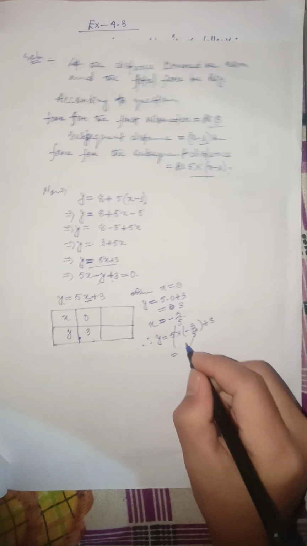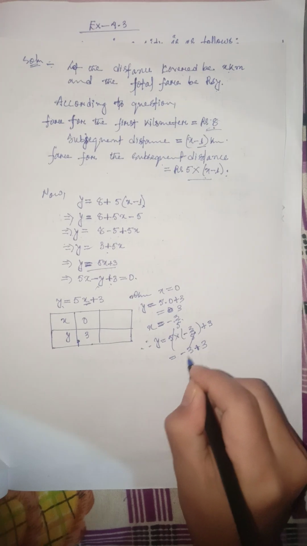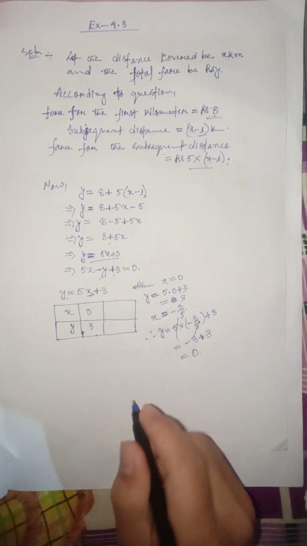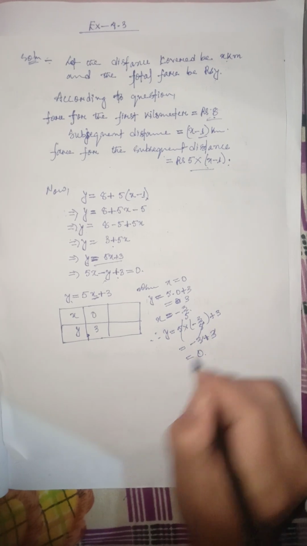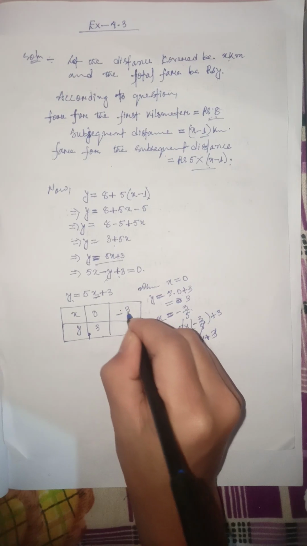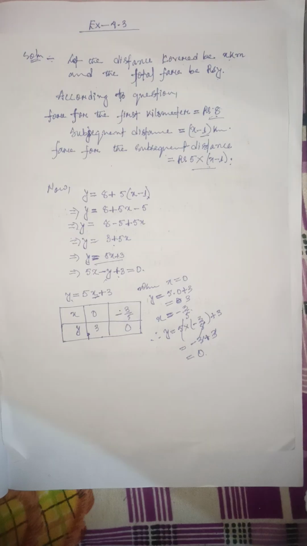After cancelling these two, what will we get? It is minus 3 plus 3, and this will give you 0, right? Minus 3 plus 3 is 0. So whenever you put x equal to minus 3 by 5, the corresponding y value is 0.